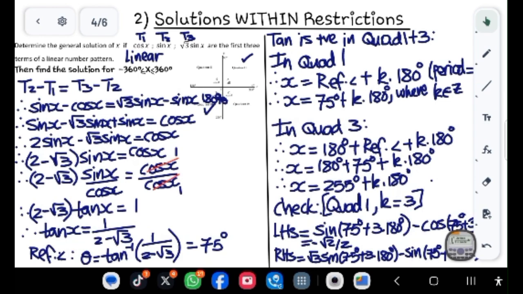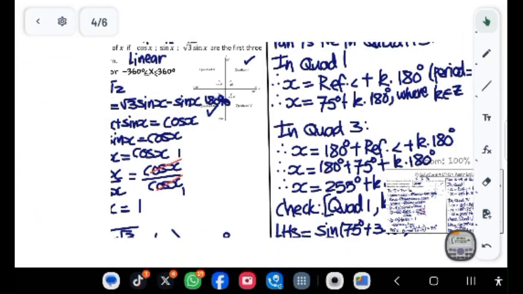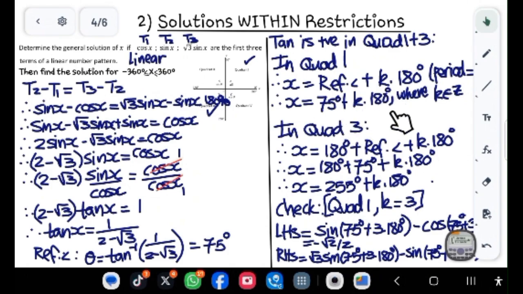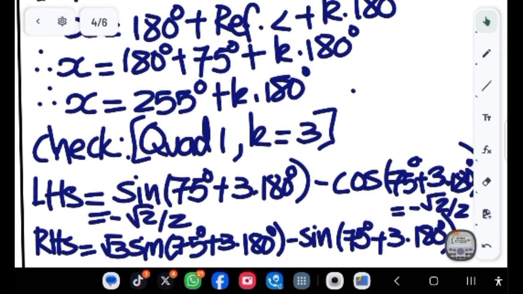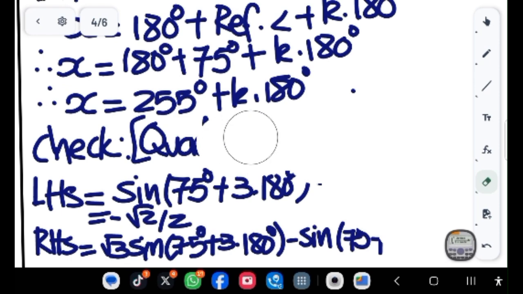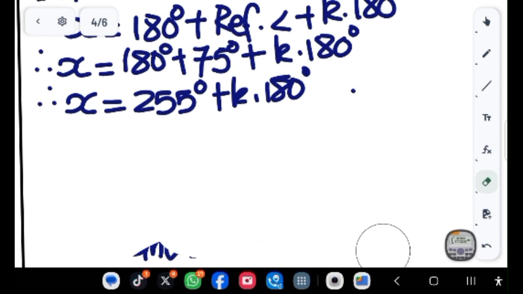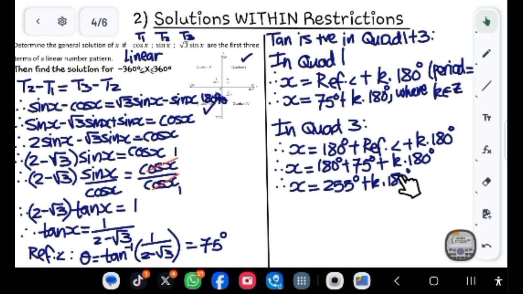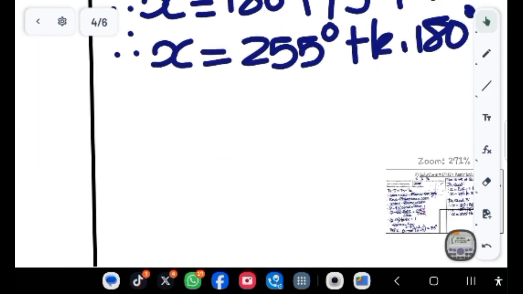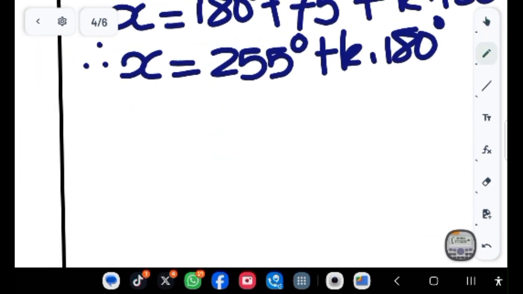Right. So now we write the final answer, and the final answer should be easy. We've checked. I just wanted to show you how to check. You don't always have to write it down, but you can check using your calculator directly. You can also check for quadrant 3 with k equals negative 2 and satisfy your own curiosity that it is correct. I've shown you how to check, so that should be easy.